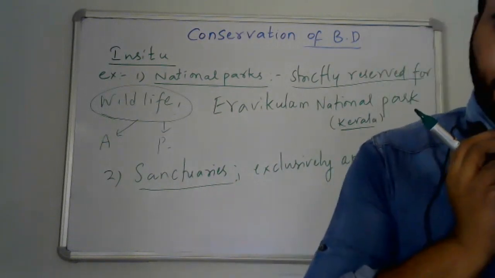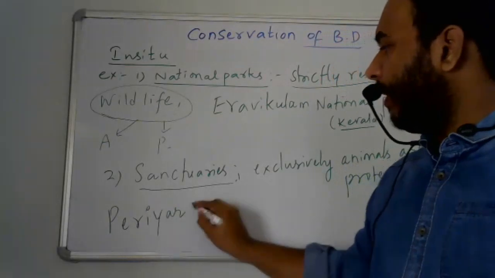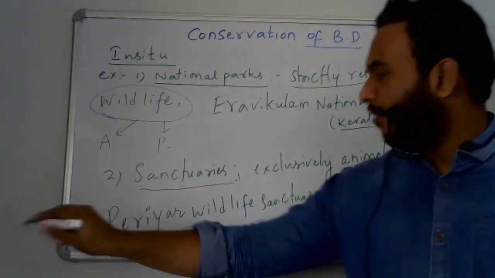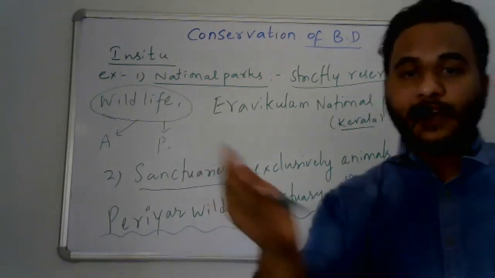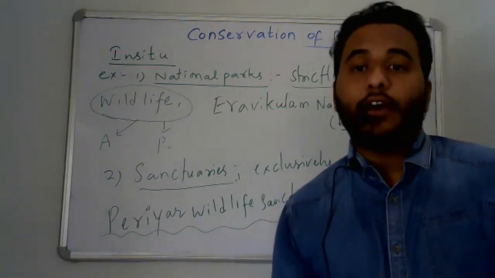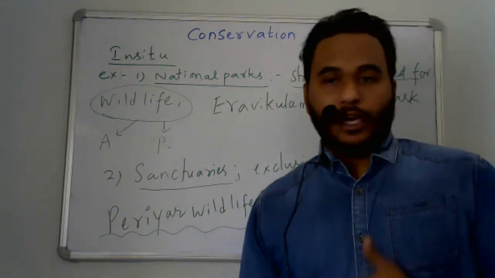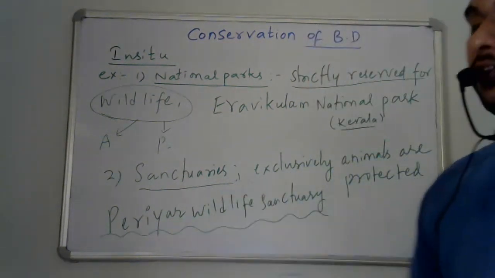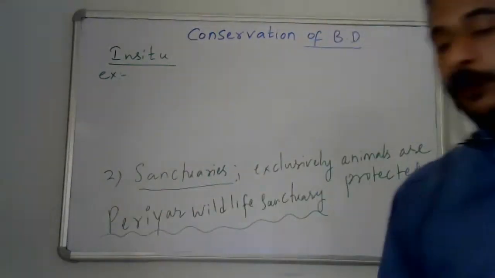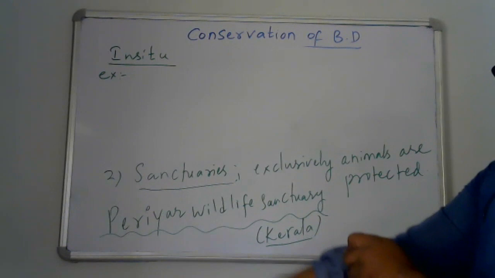As an example, take the Periyar Wildlife Sanctuary. Periyar Wildlife Sanctuary is an example of sanctuaries, where a lot of elephants and tigers are protected. So these all are examples of sanctuaries. You may get a question, where is this Periyar Wildlife Sanctuary? It is also in Kerala, God's own country.